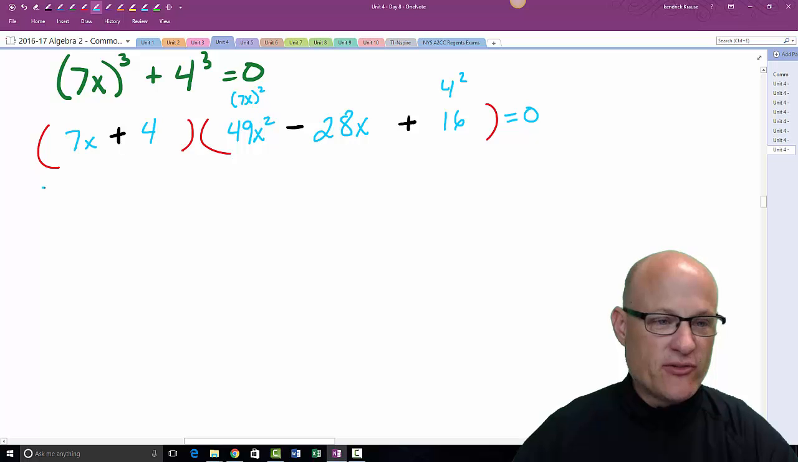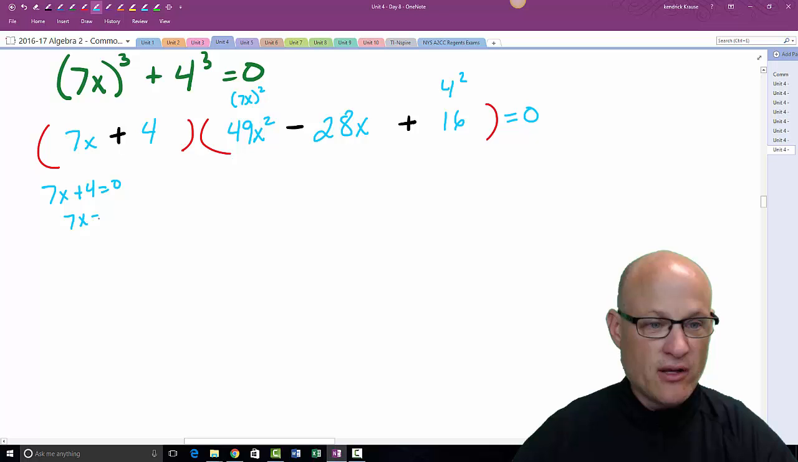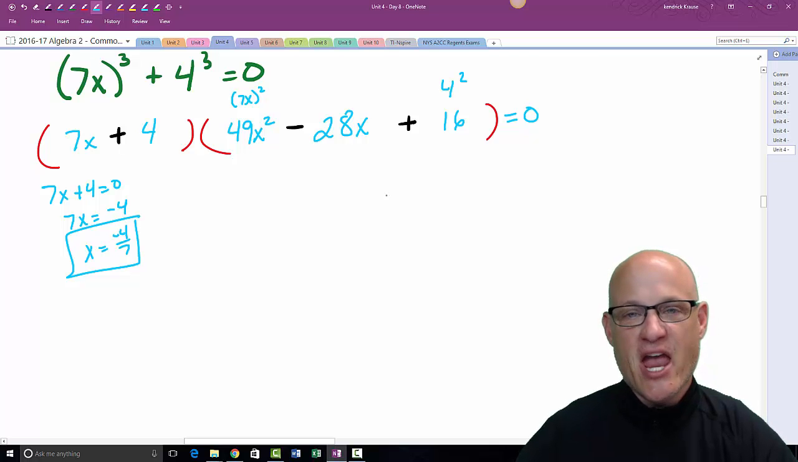All right, so this one's easy. 7x plus 4 equals 0. 7x equals negative 4. X equals negative 4 over 7. Ka-ching.